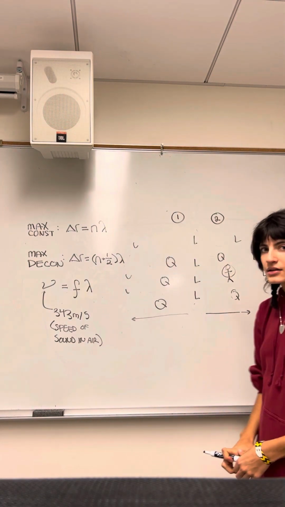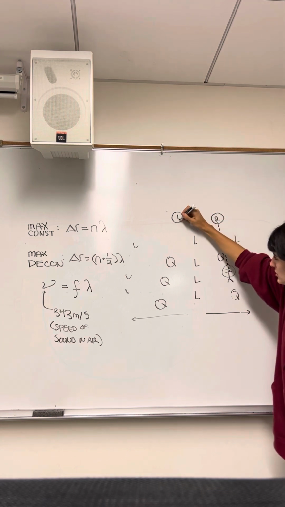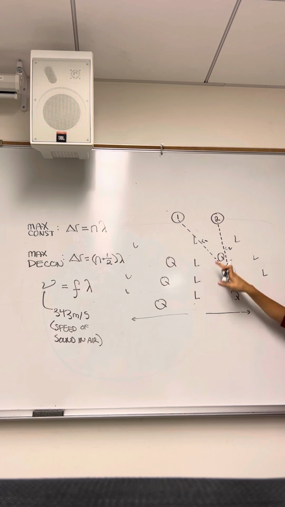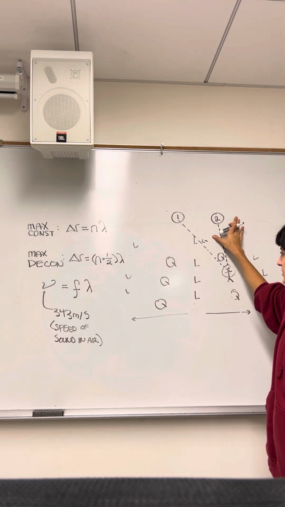So what I did was I measured my distance from source 2 to where I am, and I measured my distance from source 1 to where I am, and we'll call this R2, and we'll call this one R1. These are going to be different distances. I'm clearly further away from source 1 than I am from source 2.